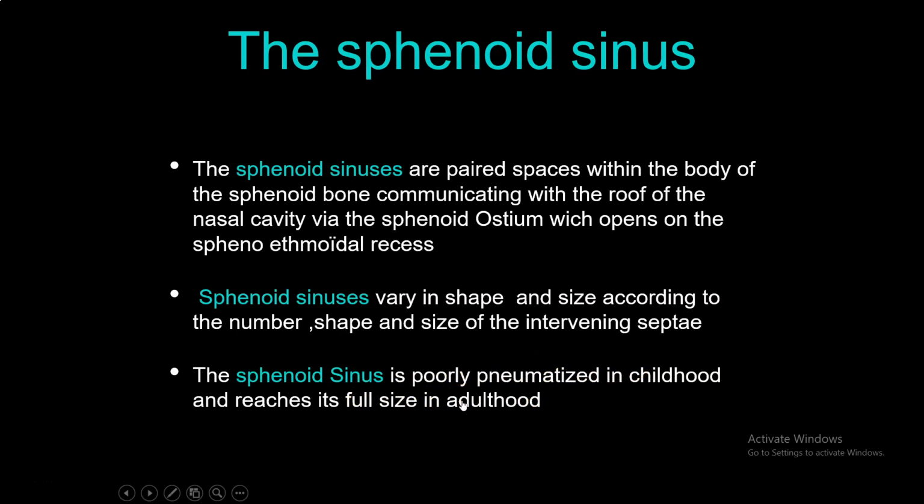And last but not least, the sphenoid sinus is poorly pneumatized in childhood and reaches its full size in adulthood. So when you are going to operate on a child through the transsphenoidal route, you have to have an image, because you will not enter a sinus, you will work in bone reaching the cella, because the sphenoid sinus is normally not pneumatized or poorly pneumatized in children.